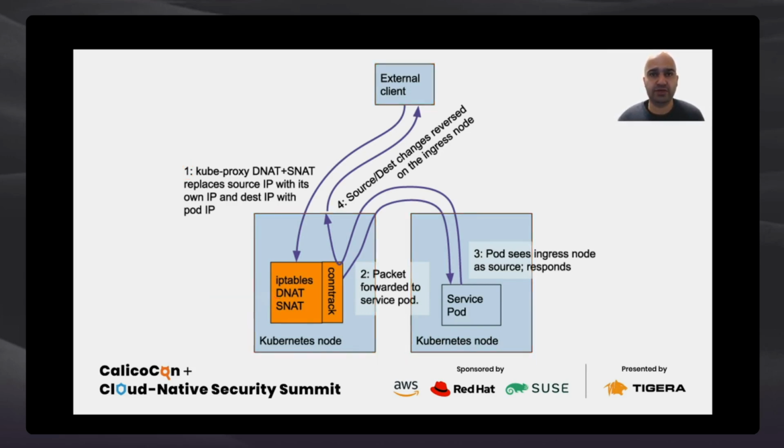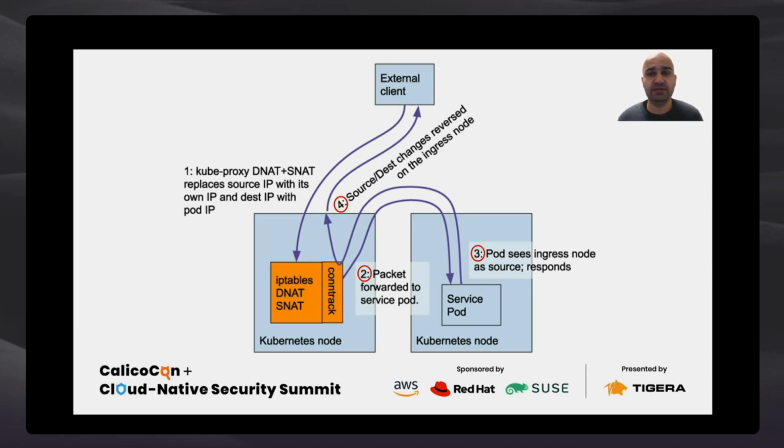Since the load balanced request arrived at the node that doesn't host the intended workload, we have to send the request to the other node. This is why in step 2, the packet is forwarded between the nodes to be received by the intended service pod. In step 3, the pod processes the request and sends a response back to the kube-proxy on the ingress node that initially received the traffic and has the NAT information. In step 4, SNAT and DNAT are reversed, and the reply can finally go back to the client.